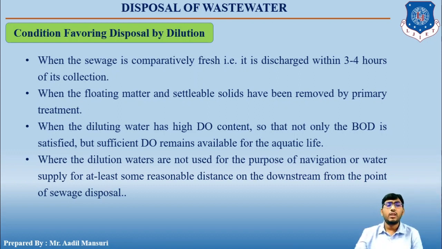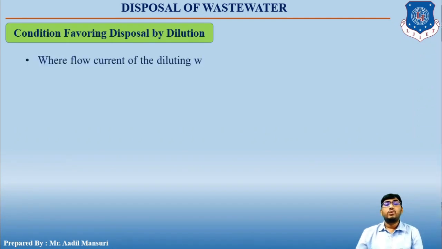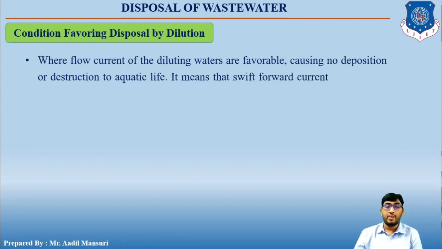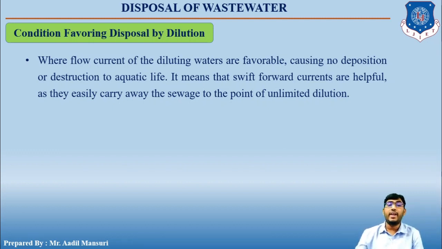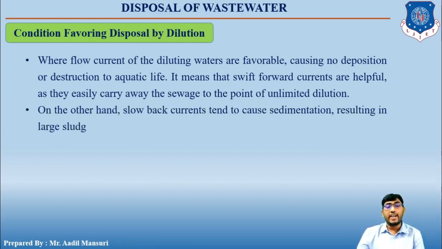Next, you can go for dilution where the flow currents of the diluting waters are favorable, causing no deposition or destruction of the aquatic life. It means that swift forward currents are helpful as they easily carry away the sewage to the point of unlimited dilution. On the other hand, slow back currents tend to cause sedimentation, resulting in large sludge deposits.